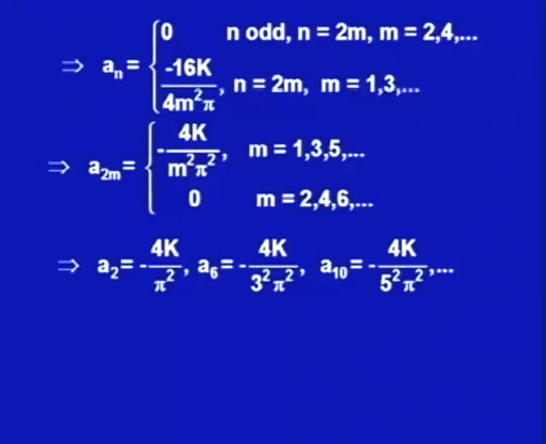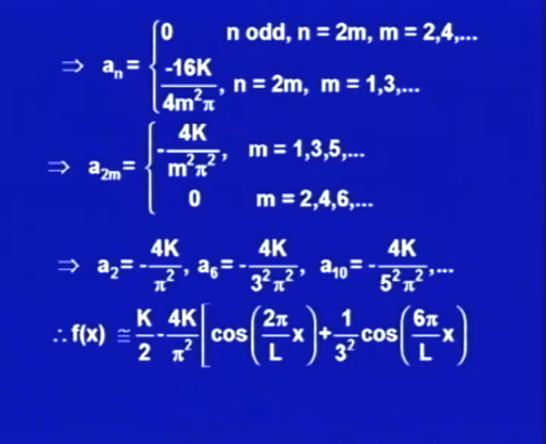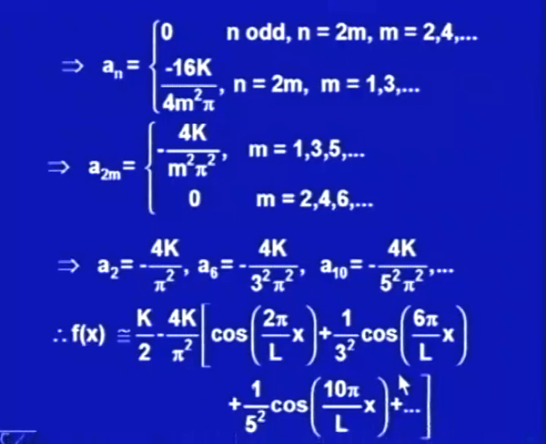Thus what we will get our Fourier cosine series as k by 2, that is what is a naught, minus 4k upon pi square cos 2 pi by L x. This 4k upon pi square with minus sign, this is common with all the coefficients, so that we have taken common. a1 is 0, a2 we are getting, a2 means n is 2, that is cos n pi x over L, so n is 2 here. Then the next term we would get is n as 6, so cos 6 pi x over L, 1 upon 3 square and so on, we will get plus 1 upon 5 square cos 10 pi over L x and so on.